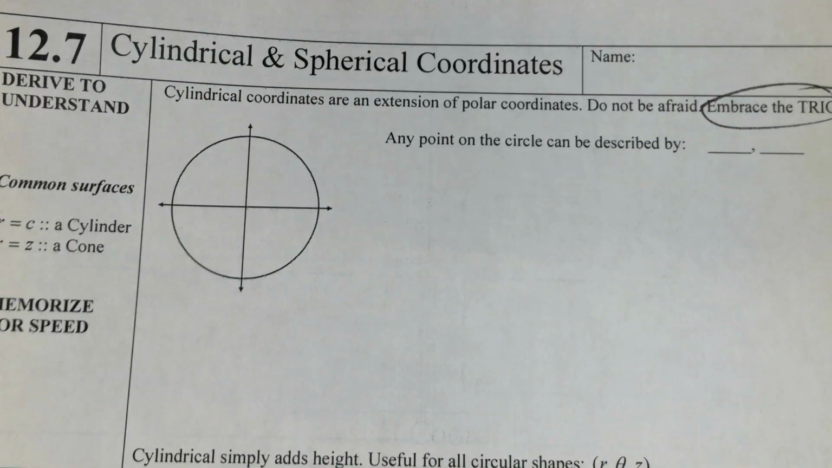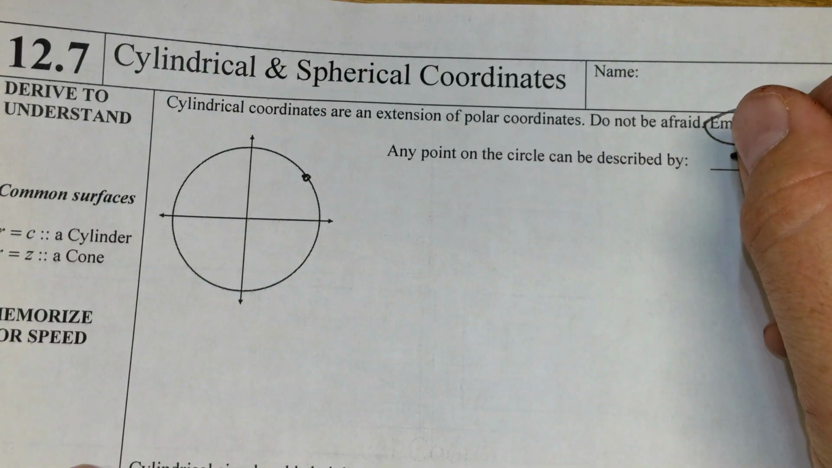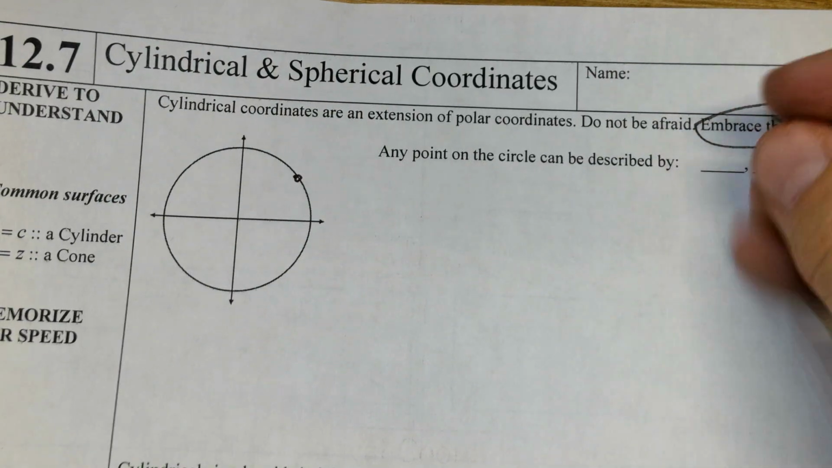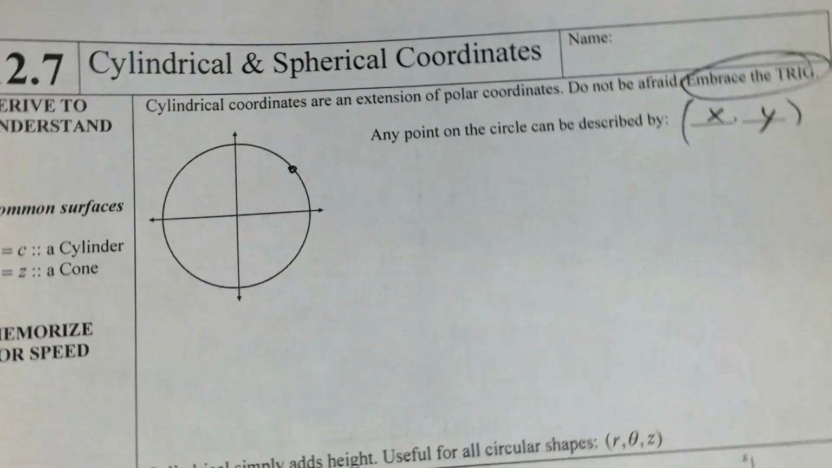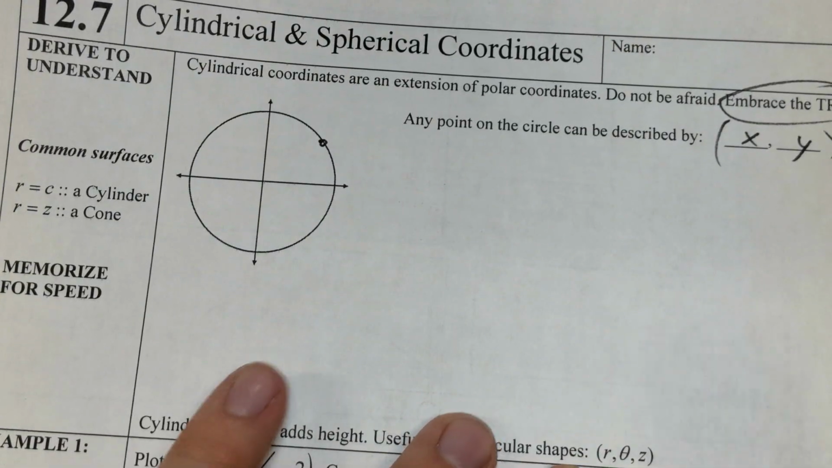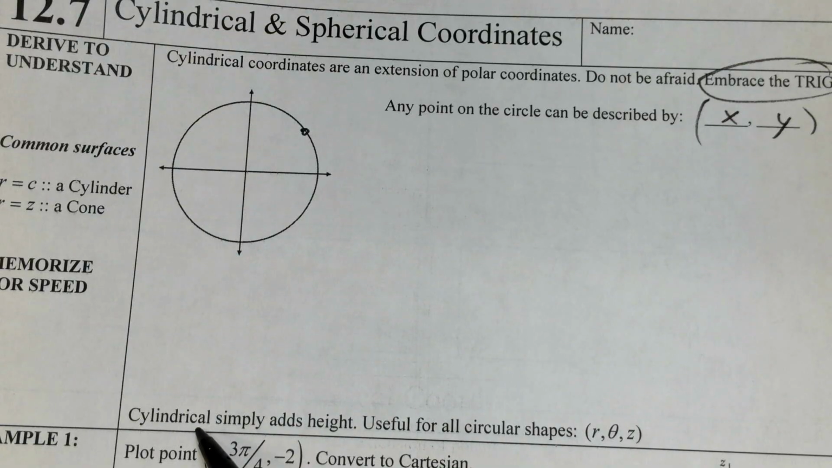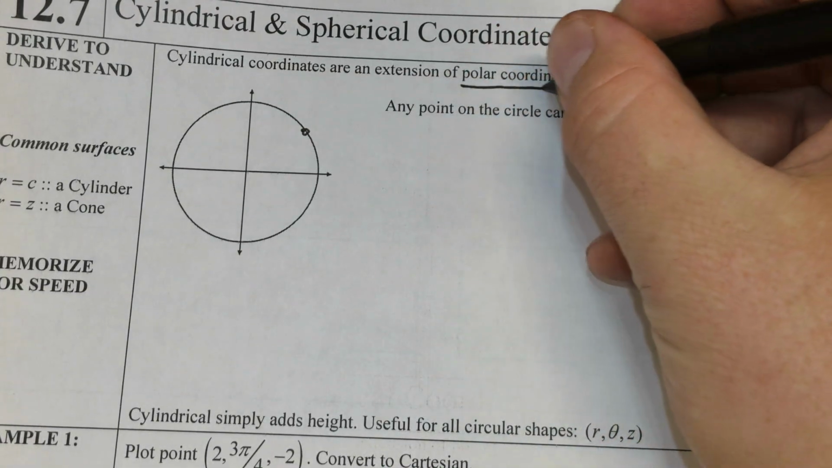So any point on this circle can be described by... Oh, right, you might be thinking like x comma y, absolutely. But we're trying to get into cylindrical. Cylindrical is the 3D extension of polar.